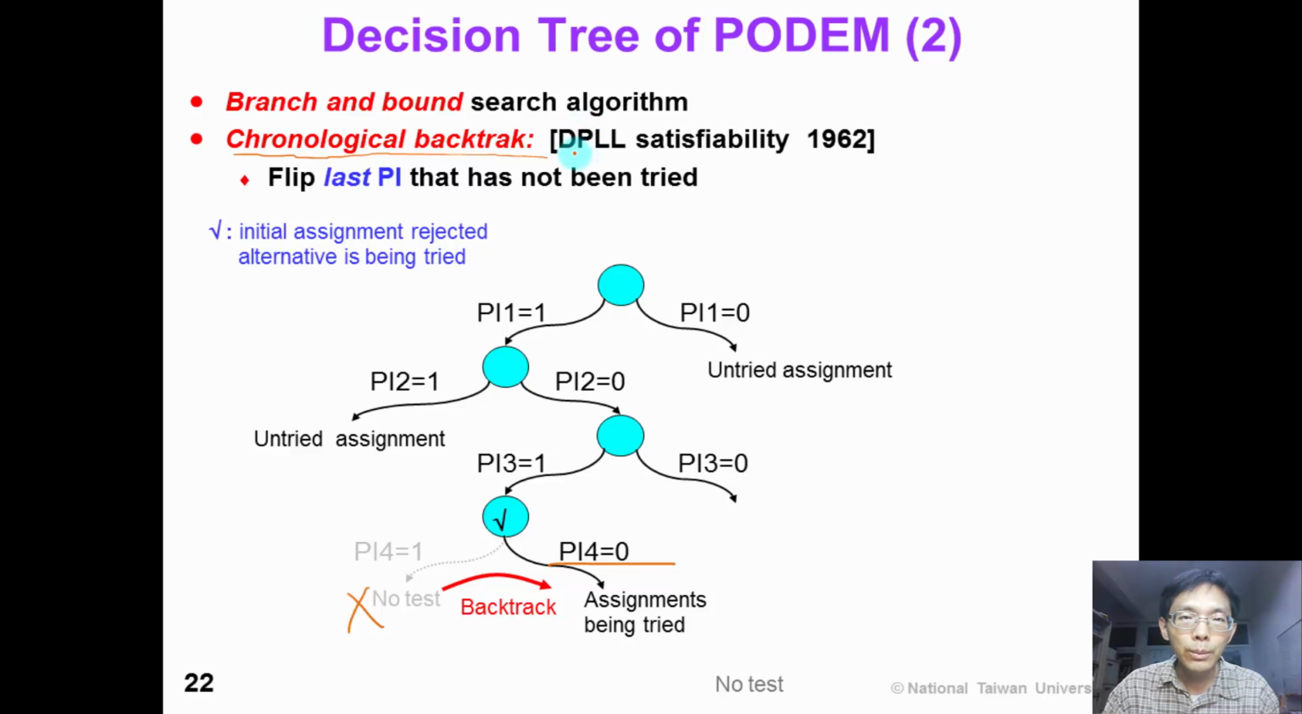We call this a chronological backtrack. This was first proposed by DPLL for the satisfiability problem as early as 1962. Their concept was to flip the last decision that has not been tried. In this example, we are now trying PI4 equal to 0. Please note that we have a check in this node. That means the initial assignment of PI4 equal to 1 has been rejected and the alternative is being tried.